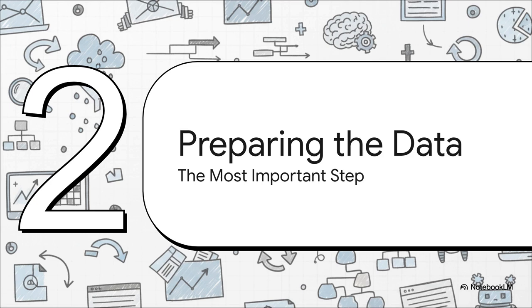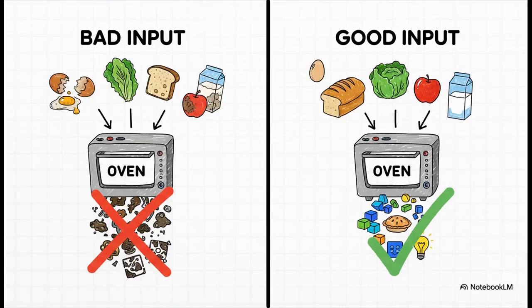Okay, now we get to the part that, if you ask any expert, they'll tell you is the most important part of the whole journey. It's time to get our hands dirty with the data. Believe me, this is where most of the heavy lifting happens. And I absolutely love this analogy. Think of it like this. You could have the fanciest, most high-tech oven on the planet. But if your ingredients are junk or you haven't prepped them right, your final dish is going to be a disaster. It's exactly the same with machine learning.